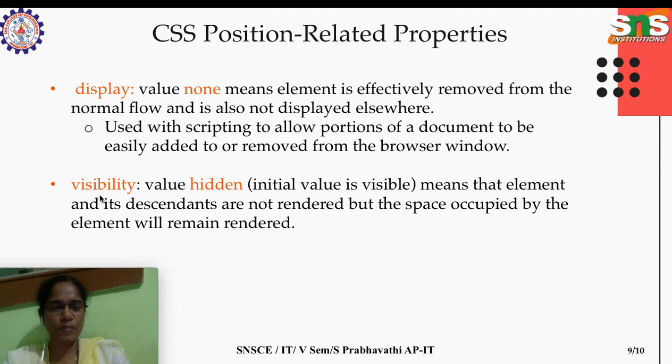And we have one more property called visibility. In general, visibility has the default value visible, which means it is displayed by the browser window. We could hide that part by using the value hidden, which means the element and its descendants are not rendered, but that space will remain in the browser window. So visibility hidden means only that element and its descendants are not visible, but they will occupy those spaces in the browser window.